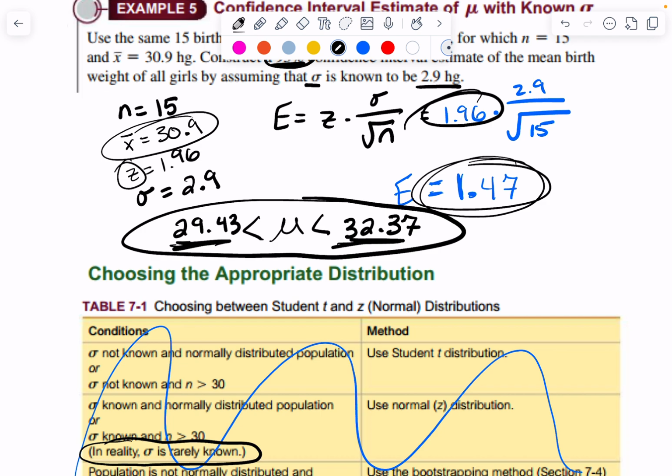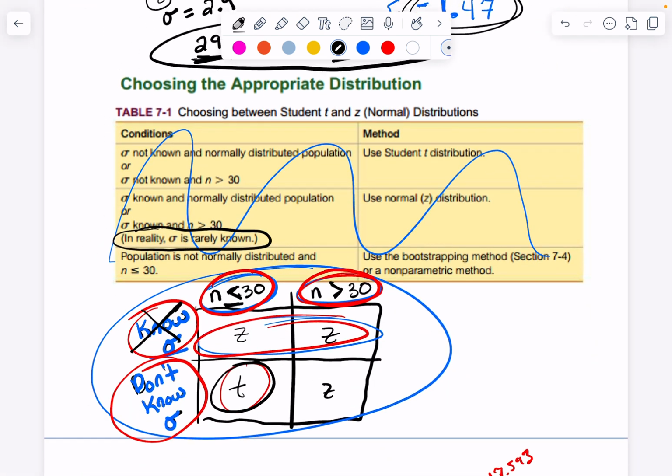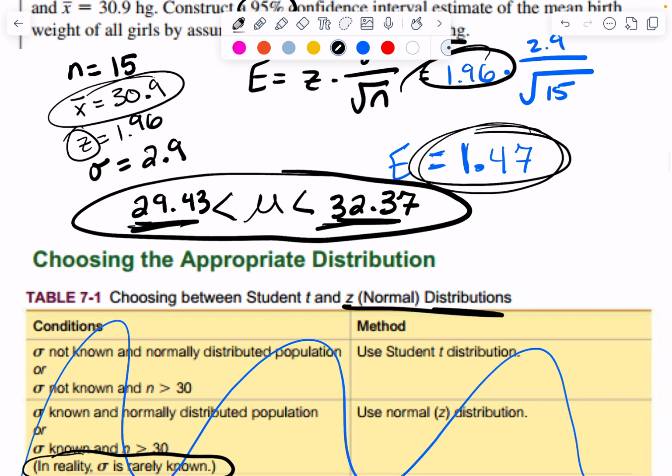I could go further into the whole Z and T. Z is a normal distribution. And so typically when you know your standard deviation, you have a normally distributed data set. And so that's why you get to use the Z values instead of the T values. I could get more into that, but that's maybe for another day.